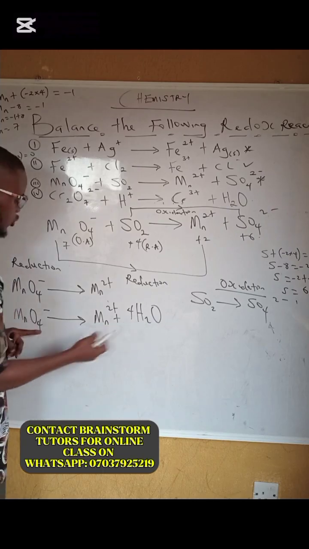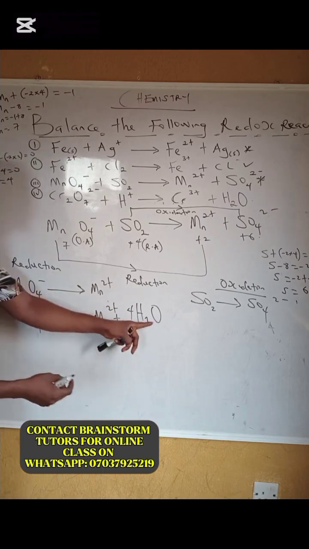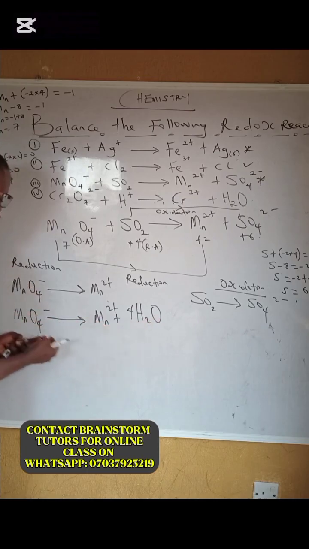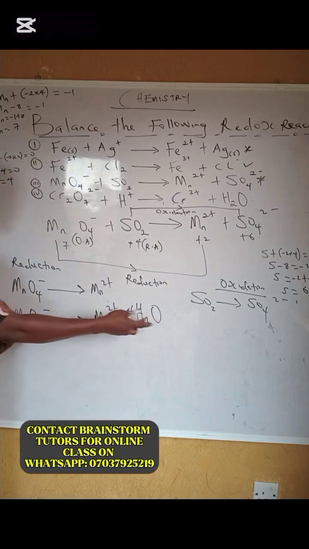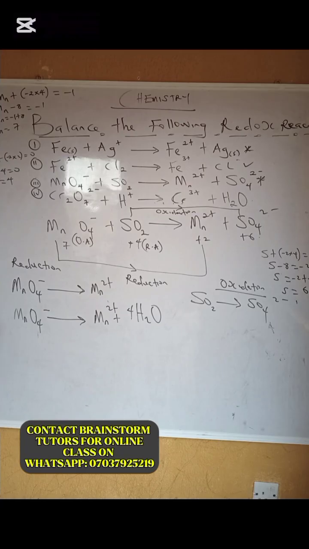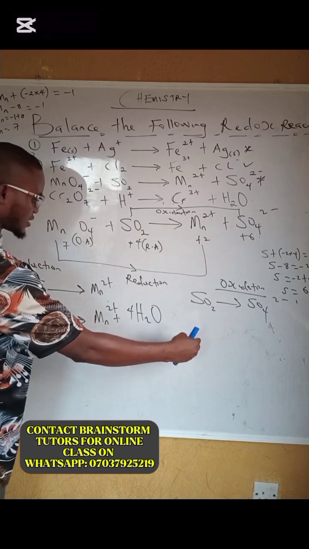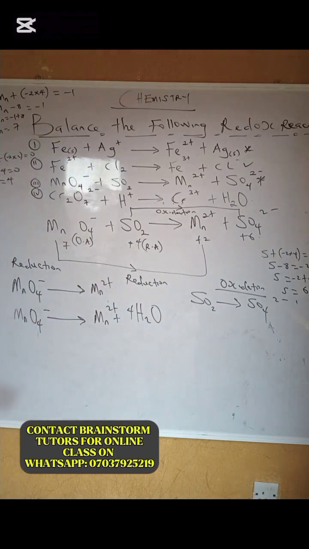This is why we use 4: because we have 4 atoms of oxygen, and 4 times 1 will also give me 4. So we have 4 atoms of oxygen here, which makes it equal. It's balanced at both sides. After that, we now have hydrogen at the right hand side. We need to have hydrogen at the left hand side too. So to have hydrogen at the left hand side, we need to add hydrogen ion to the left hand side.